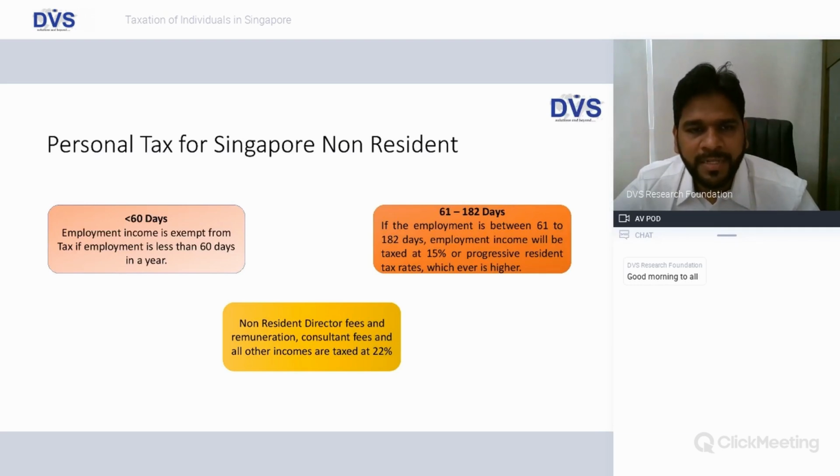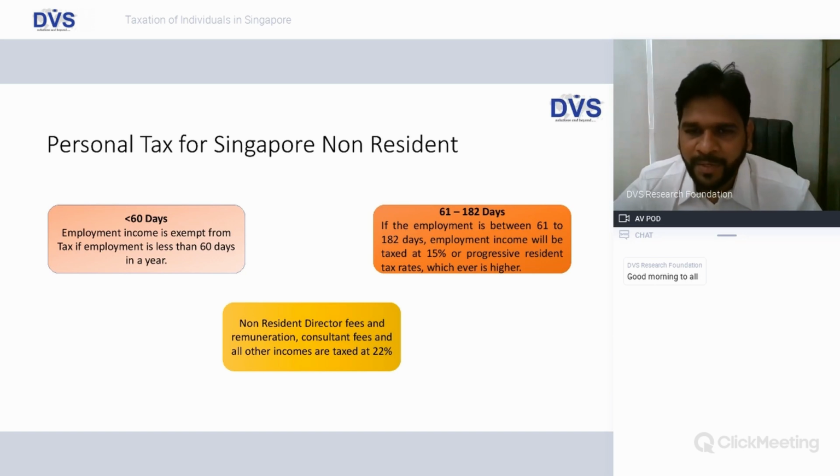So now let's look at who falls into the bracket of non-resident and how they are taxed. For those non-residents who are in Singapore and have earned an income for less than 60 days, let's take an example of a part-time lecturer or a vocational lecturer who's come from India to Singapore to take a course for 45 days. So if his stay is less than 60 days in a year in Singapore, then that income is exempt from taxes.